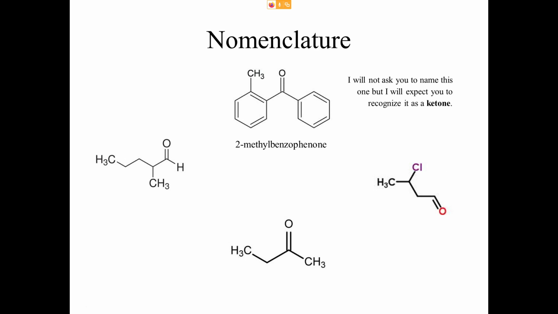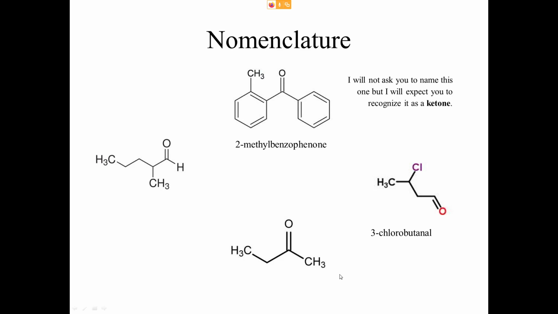Do I need the 3? Yes. Because it could be on 2, or maybe also the 1. Well, it could be on 1, it could be on 2, it could be on 4, right? Because that's not a carbon, so it can be elsewhere. So yes, I need the number. It's going to be 3-chlorobutanal.